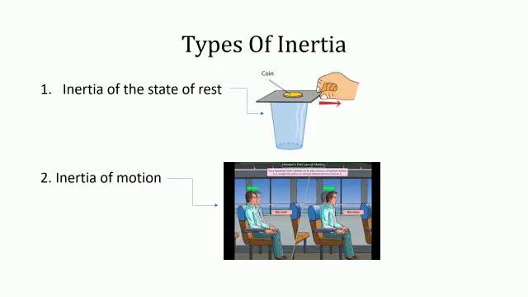Second, inertia of motion. If a body is in a state of motion, then it will continue to move with the same speed and direction unless an external force acts on it to change its state. Example, passengers sitting in the running bus gets a jerk in the forward direction if the bus suddenly stops.